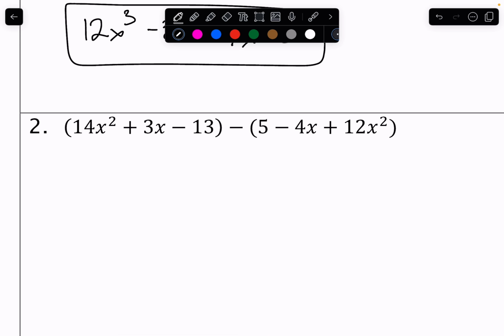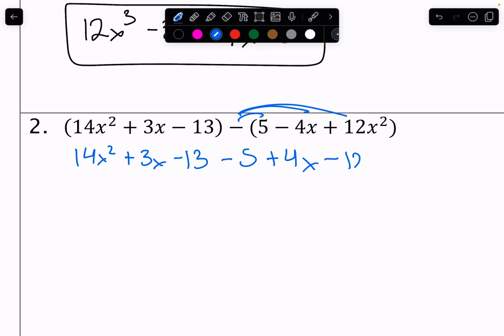All right, so now for number 2, this is just subtracting polynomials. Now when you're subtracting, you have to make sure that you distribute the negative to everything in that second polynomial. You're subtracting that entire polynomial, not just the first term. So what I recommend doing is just rewriting your first polynomial and then distributing the negative here. So we get minus 5 plus 4x minus 12x squared. Notice how I distributed that negative to everything, which just changes the sign.